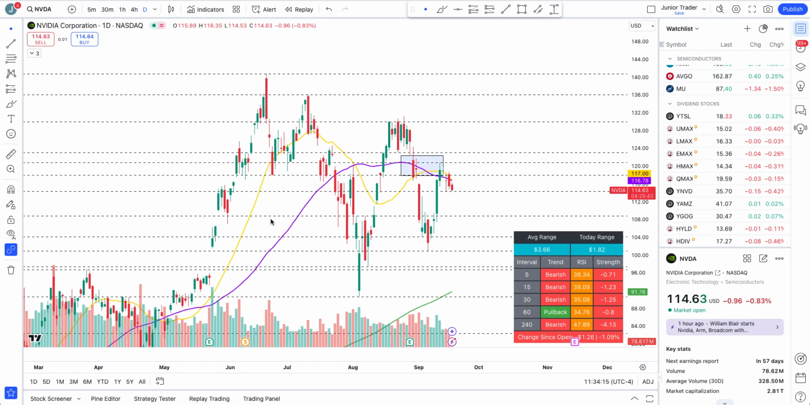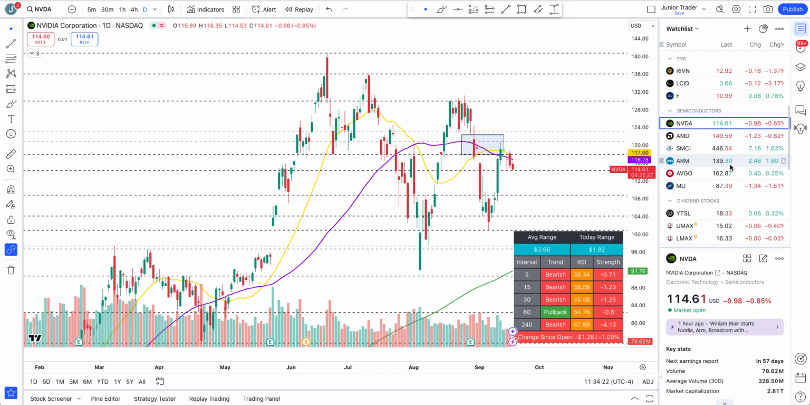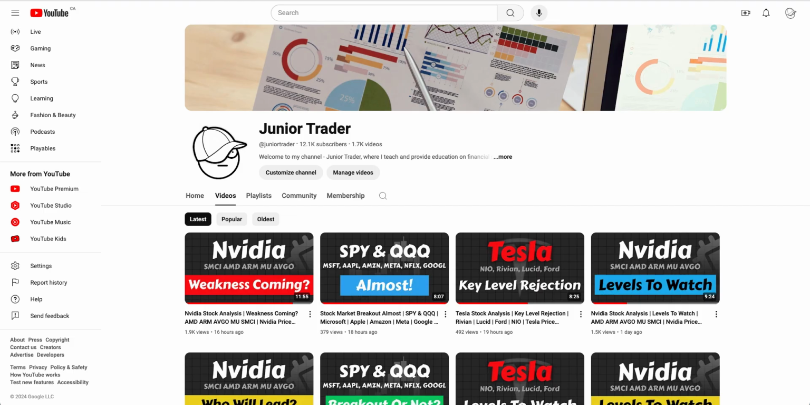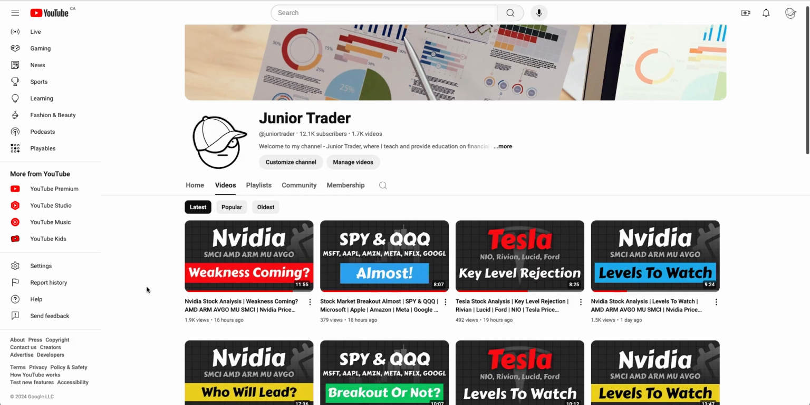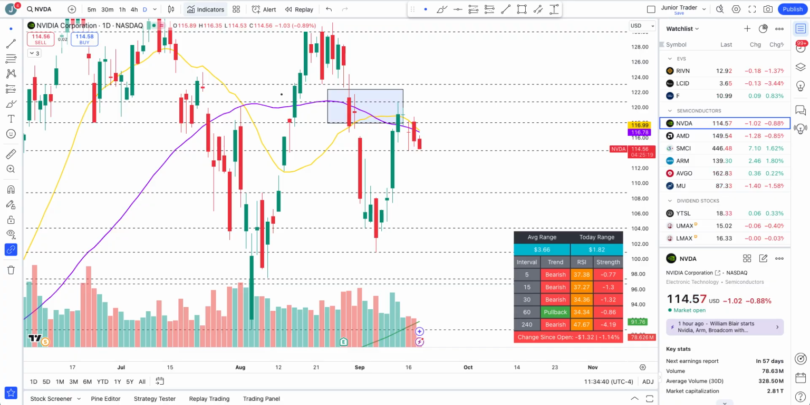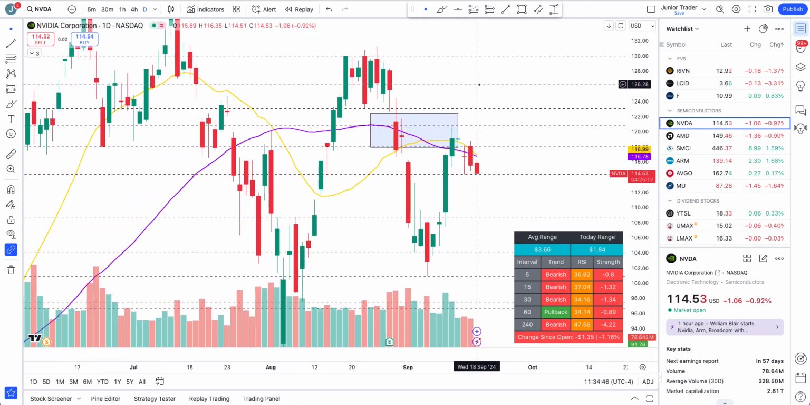This is Junior Trader, and in this video, let's take a look at Nvidia stock to begin with, and we'll take a look at other semiconductors, that is AMD, SMCI, ARM, Broadcom, and Micron. So, as I talked about yesterday on my channel, on Nvidia especially, there is a weakness coming. So if you have seen that video, you are already aware and you were prepared about today's price action. So yes, we do have weakness coming on Nvidia.